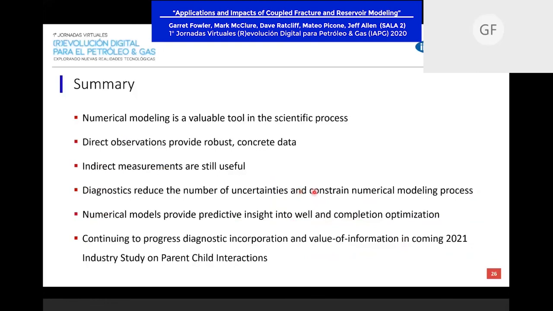So in summary, numerical modeling is a valuable tool in the scientific process. We can test hypotheses, we can compare those.